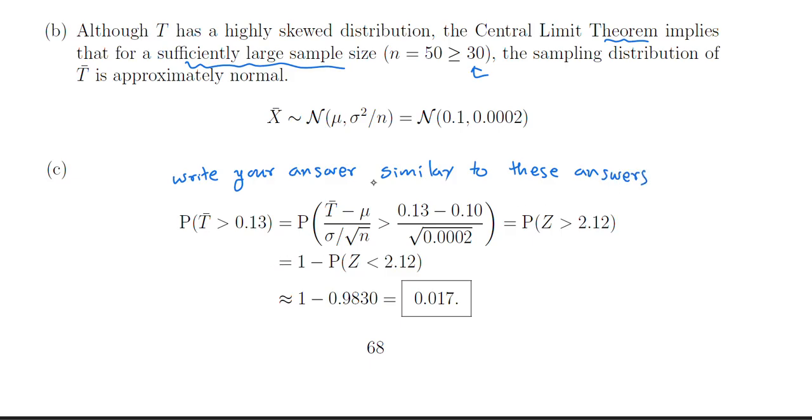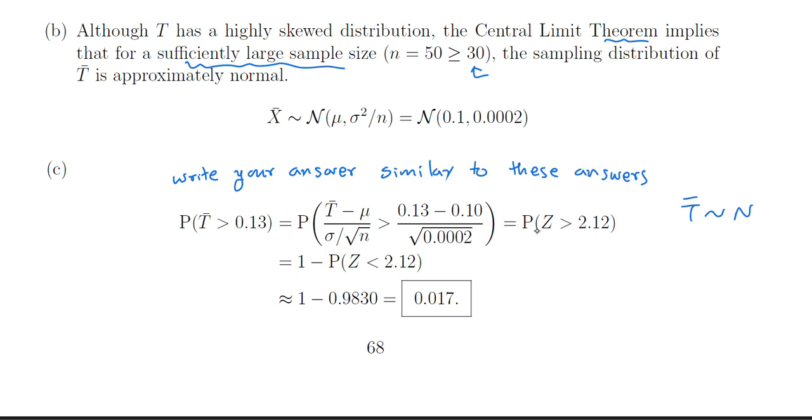Have to write every single thing in the same order. Now, to calculate this probability, we can use the fact that X bar is normally distributed from the central limit theorem, and then we can standardize it by subtracting mu and dividing by its standard error, which is sigma over square root n, or subtracting 0.1 and dividing by the square root of 0.002.